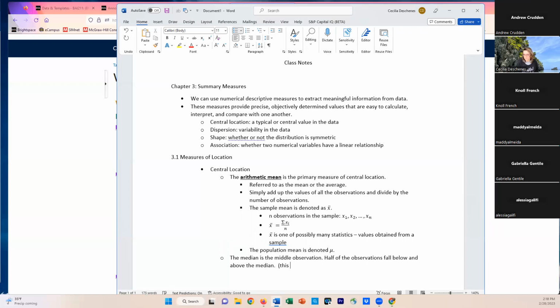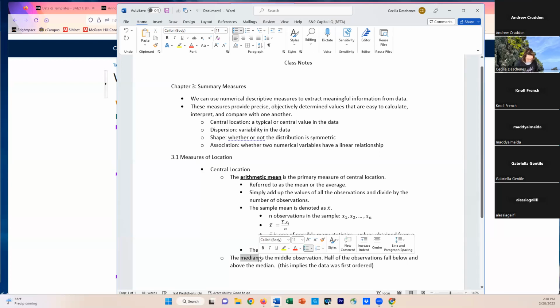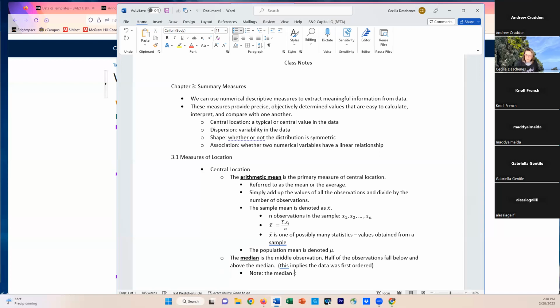So we're going to order our data. And let me go ahead and do that, a little formatting. Note, you guys may remember this, that the median could be halfway between the two middle values if the sample size is even.